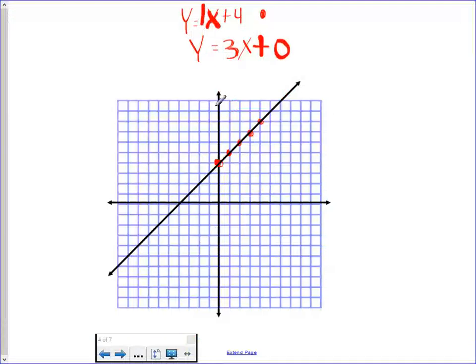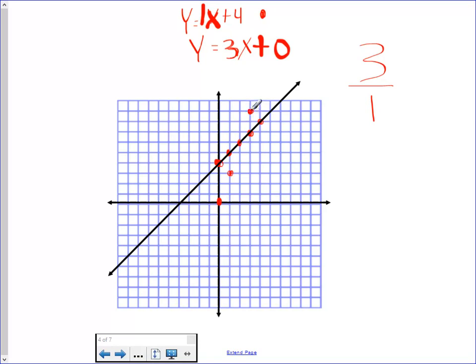Now I'm going to do my second equation. Where should I make my first point? At 0. Sometimes that's tricky. My slope is 3. How do I make 3 a fraction? That means I'm going to go up how many? 1, 2, 3, and right 1. Up 1, 2, 3, right 1.